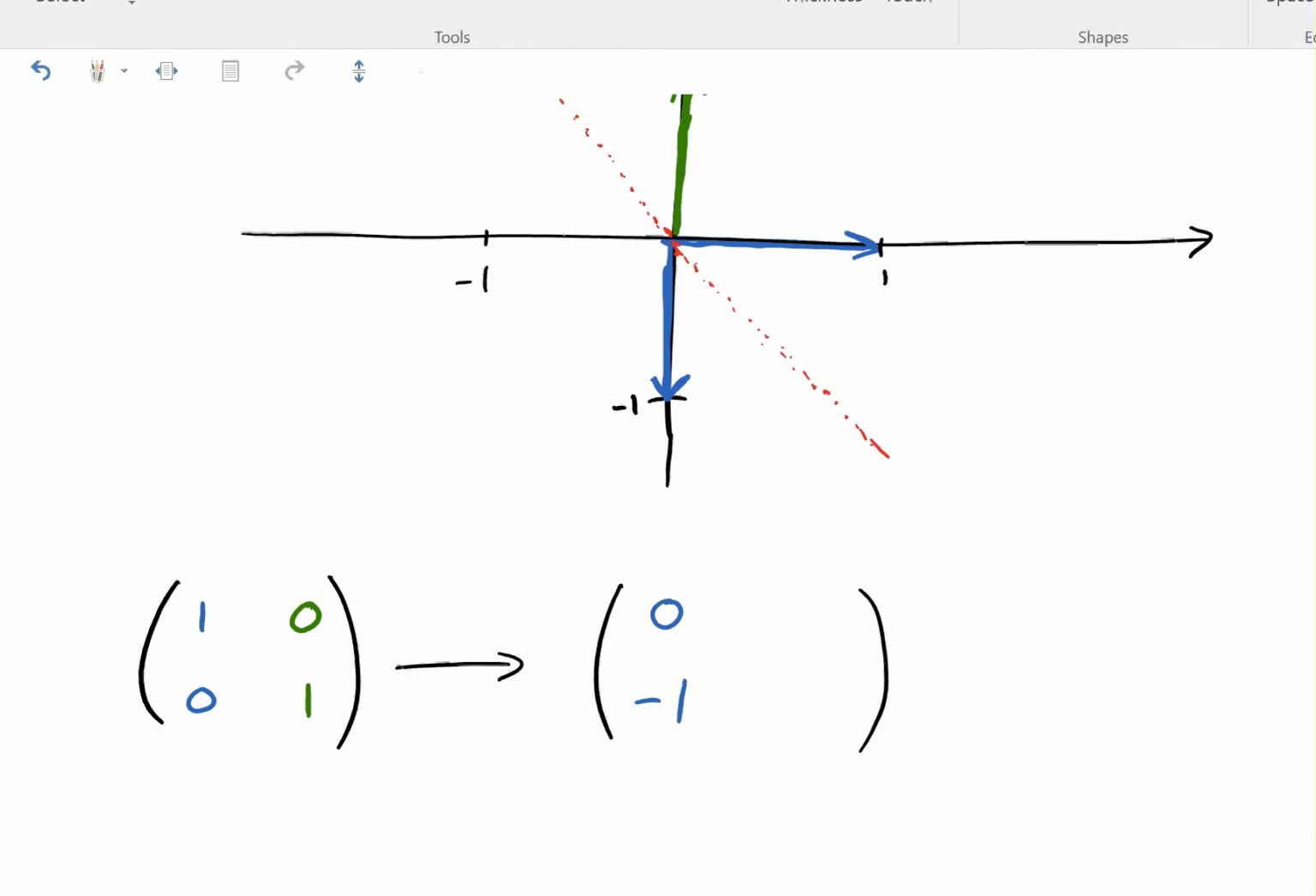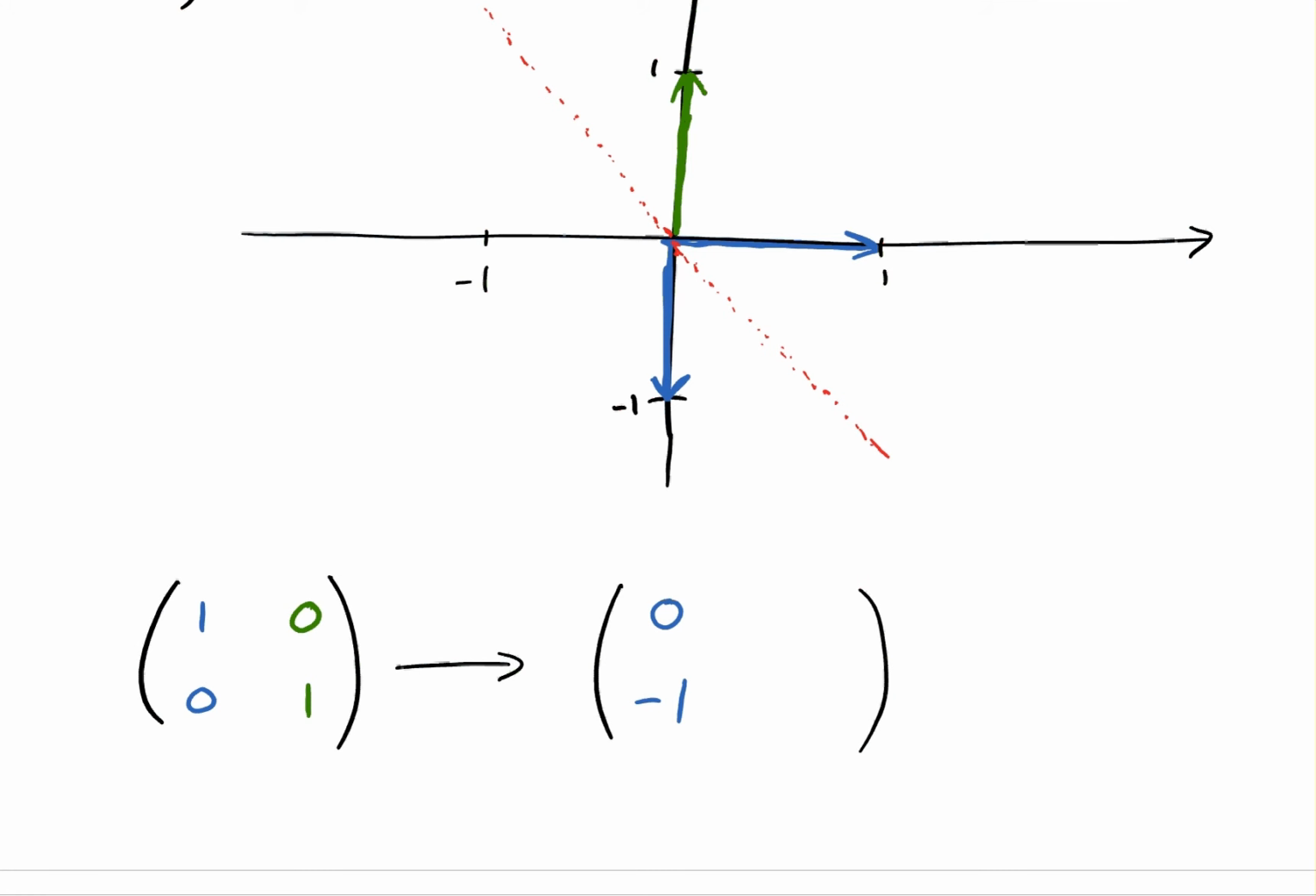Okay? Let me just change colour for the green. Then let's look at the 0, 1 coordinates. You move 0 across, 1 unit up. You then reflect it in the line y equals minus x. It's going to end up over here, isn't it? Okay, and it's going to end up at negative 1, 0. Okay, so 1, 0 goes to 0, negative 1. 0, 1 goes to negative 1, 0. And that is your answer.